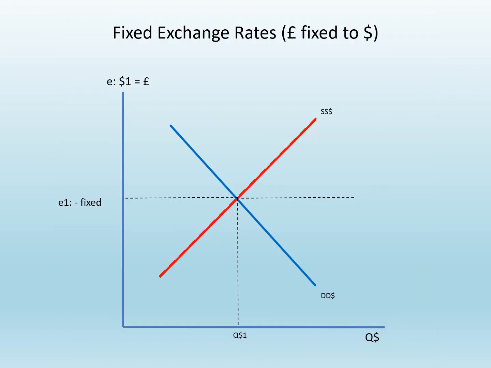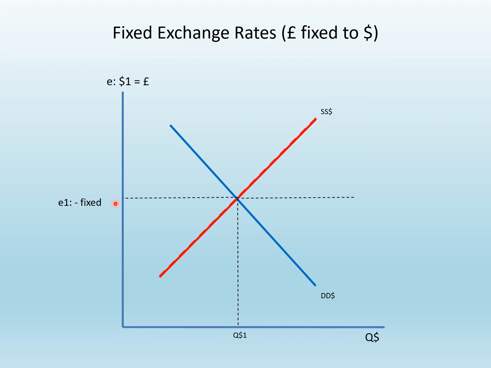Fixed exchange rates, which is a variation on a theme of flexible exchange rates, but this is where a central bank chooses to fix its exchange rate for a period of time, or if it can, in perpetuity. So the Bank of England chooses to fix the exchange rate at E1. This works fine so long as the pound fluctuates around E1.